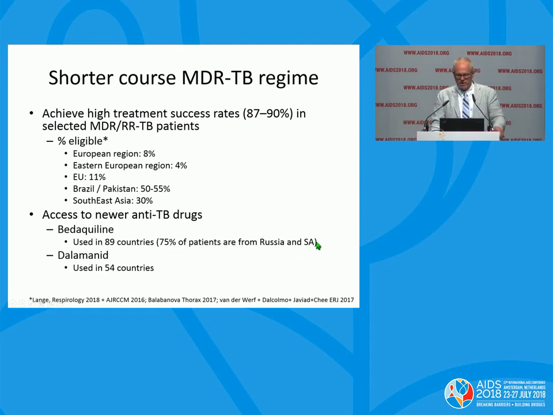In terms of access to newer anti-TB drugs, bedaquiline is used in 89 countries, and most of them is actually in Russia and South Africa. Hopefully we can discuss this, although I have to say that some of the bedaquiline is used as functional monotherapy, rendering resistance to that drug as well, and delamanid is also being rolled out.